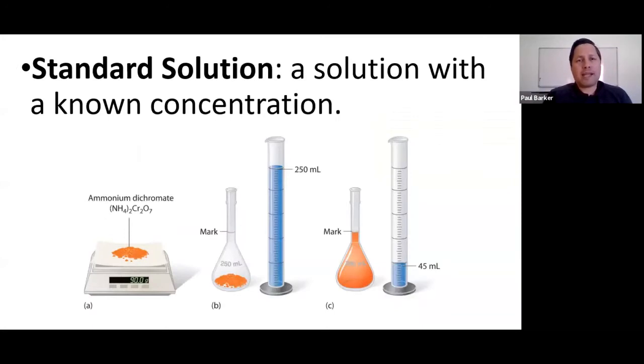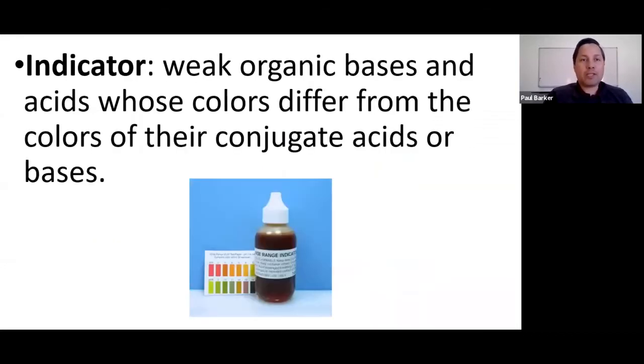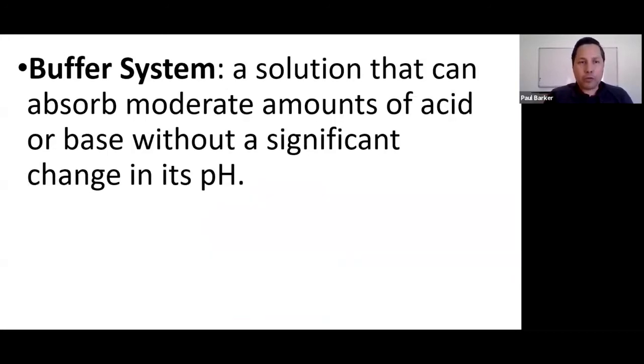Now, what is a standard solution? That is a term used for a solution whose concentration you do know. Next, what is an indicator? The indicator is what actually changes color. It is a weak organic base or acid whose color differs from the color of its conjugate acid or base. Some indicators change from clear to pink, like you saw in the picture, or show all sorts of colors of the rainbow to give you an idea of what the pH is for that solution.